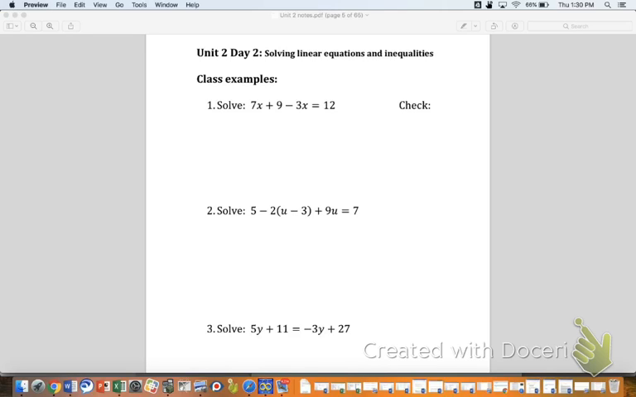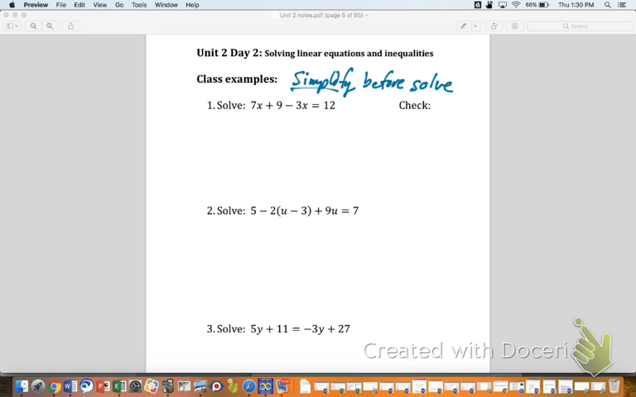If you guys would, take a look at number 1 with me. Please notice how number 1 is a little bit different than the ones we did yesterday. Notice how on the left side there are 2 different x's. Do you see them both? 7x and negative 3x. So if you wanted to talk about how yesterday was different from today, there's essentially one thing that's different, and it is this. We are going to need to simplify before we do any solving. So simplify before solve.